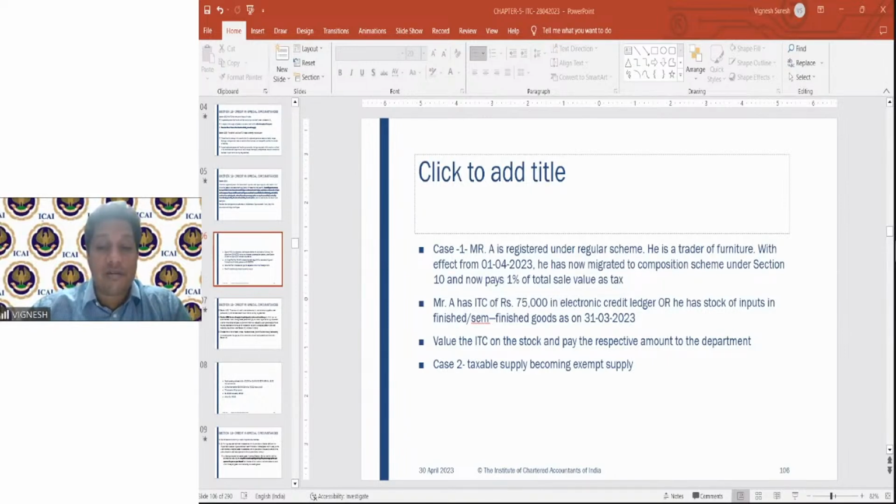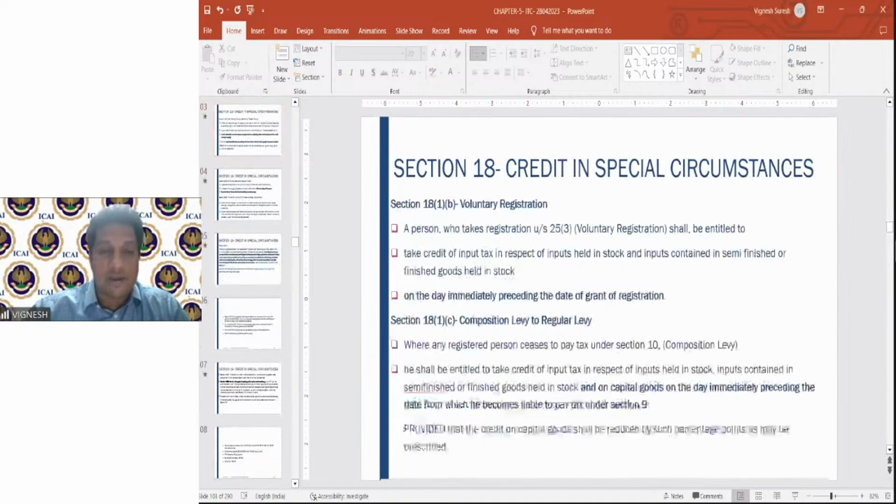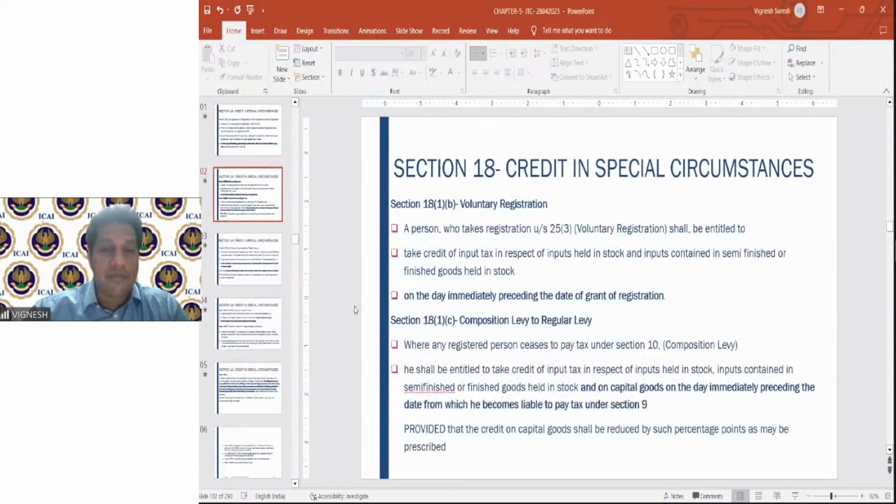So my question, Viraj, is: is your turnover crossing 20 lakhs? Are you liable to be registered, or are you getting a voluntary registration done? If you are getting a voluntary registration done, go to this one, 18.1b. Okay, 18.1b. So you purchase a laptop. After you purchase the laptop, you get yourself voluntarily registered.